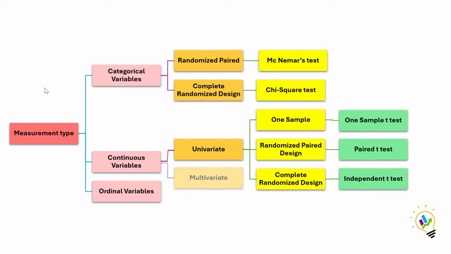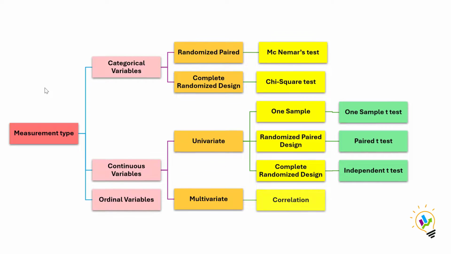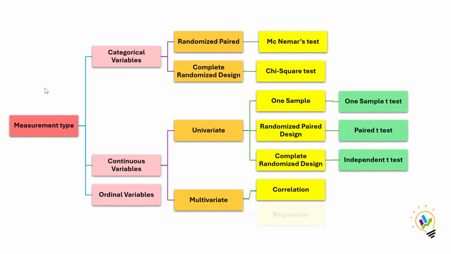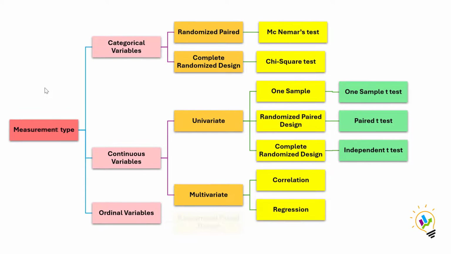After univariate, we have multivariate continuous variables. When you have multivariate data, we can use correlation and regression analysis. Now after continuous variables, we will see ordinal variables.